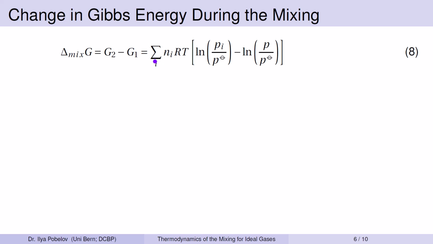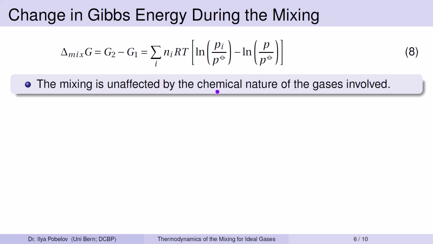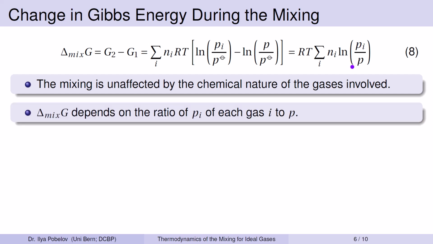In this difference, the pressure-independent terms cancel out. Physically, this can be interpreted as an indication that the mixing is unaffected by the chemical nature of the gases involved. The terms involving the standard pressure also cancel out, and we can simplify the expression to R times T multiplied by the sum over i of Ni times the natural logarithm of the ratio of Pi to P. This expression shows how the change in Gibbs energy during mixing depends on the ratio of the partial pressure Pi of each gas to the total pressure P.